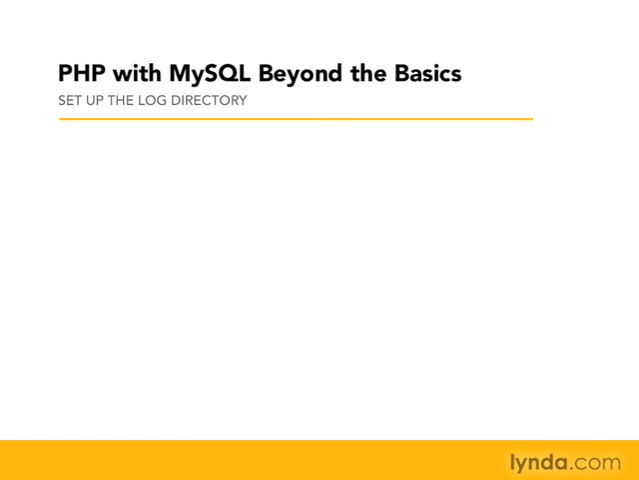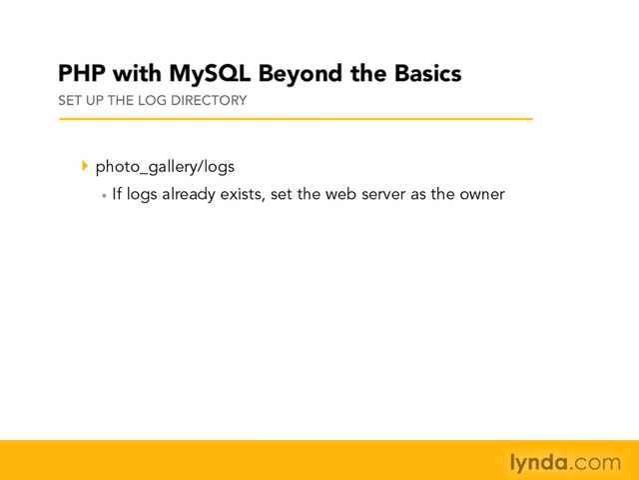The first step is going to be to set up the log directory. So it's going to be in photo gallery/logs. Now, I believe we created that file earlier. You'll want to make sure that it does exist. And if it already exists, you'll also want to make sure that the web server is set as the owner. Remember, we talked about how the PHP scripts are not going to be able to make changes to directories that they don't own.